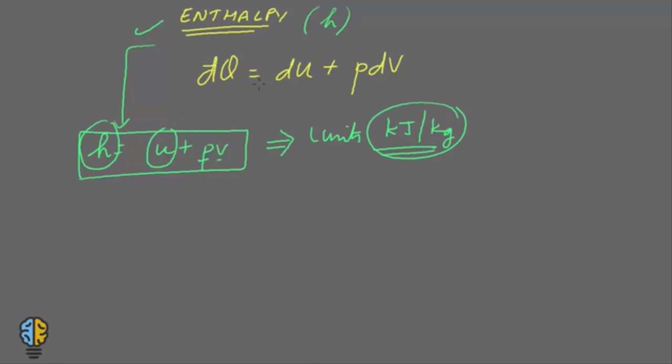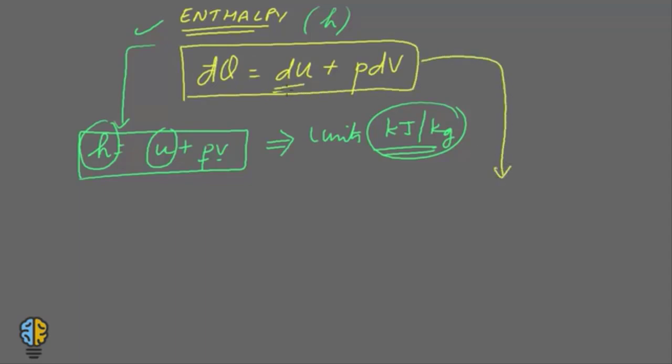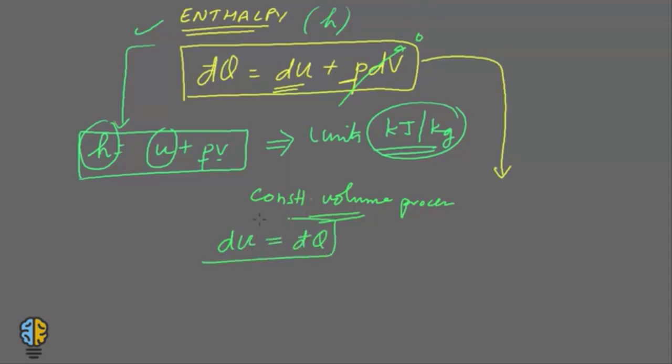Now, if you look at this expression, dq is equal to du plus pdv. Now if I talk about a constant volume process, in a constant volume process we know that pdv is 0. So internal energy change is nothing but the heat transfer of the system, isn't it? Now similarly we can talk about the constant pressure process also, because this comes from a constant volume process.